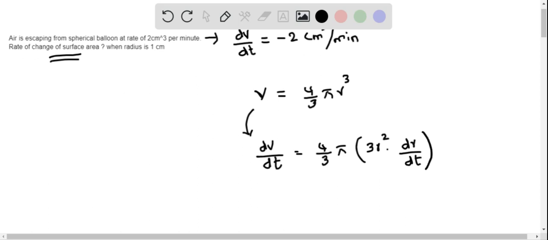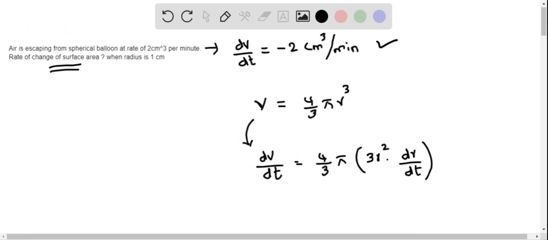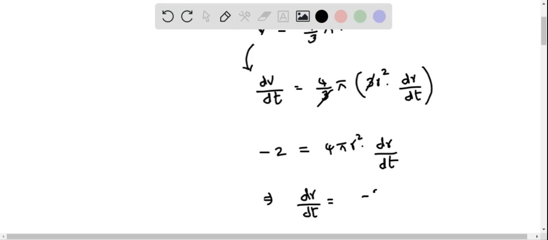Now let's solve for dr/dt using this equation, and we will also plug in dV/dt equals negative 2. When I do that, I get negative 2 equals, we can cancel these threes, so this becomes 4πr² dr/dt. Let's solve for dr/dt. dr/dt equals negative 2 over 4πr², so this basically becomes negative 1 over 2πr². So now we have found dr/dt, that is negative 1 over 2πr².